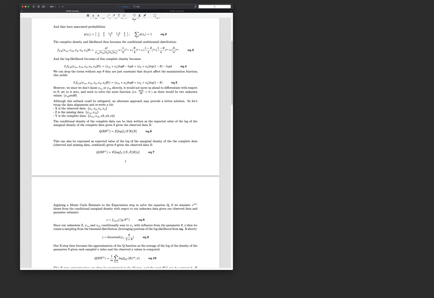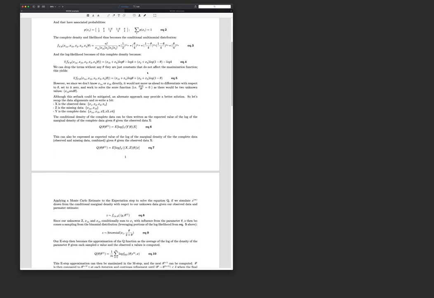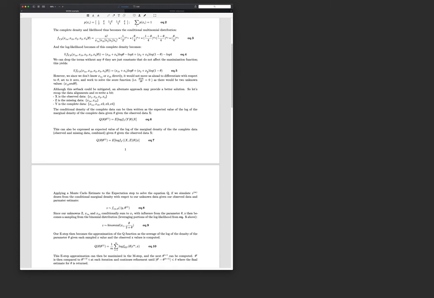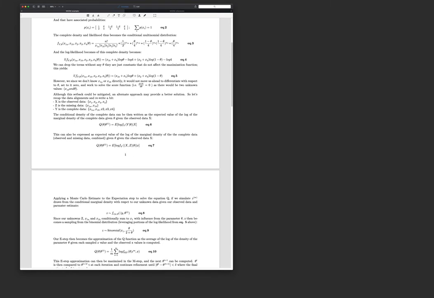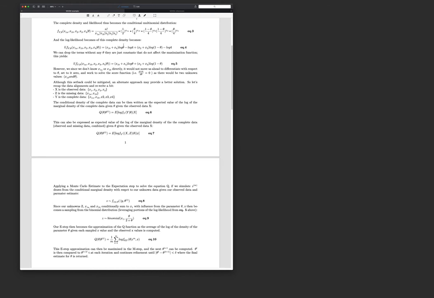As we progress through here, let's take a look at our complete density. It's a multinomial, and we just have this expressed here in standard multinomial form. We take the log of that, and then we can drop any term that doesn't have the parameter theta in it. So we can drop this one, drop this one. We do a little bit of algebra, and we come up with this likelihood.